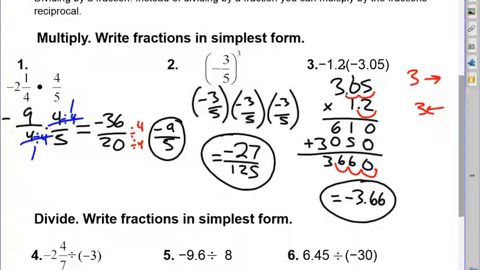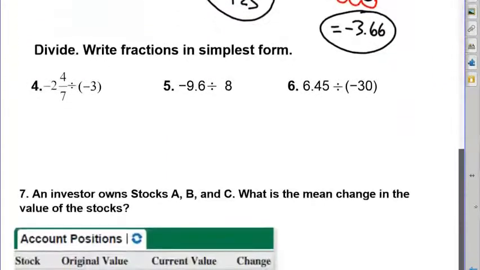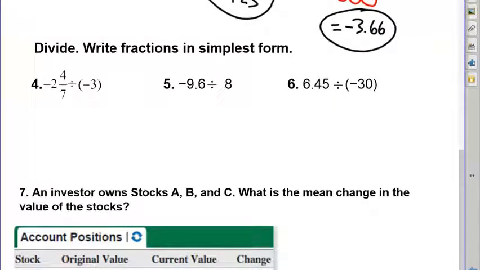Our next group of problems, we're going to divide. We'll write the fractions in simplest form. With problem number 4, we have the mixed number negative 2 and 4/7 divided by negative 3.